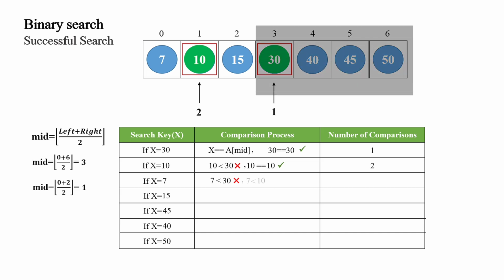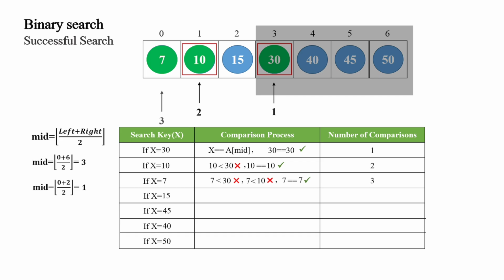Next, we compare 7 with 10, which is the middle element of the left half of the array. Again, it's not equal and smaller. So we move to the left side again. And now only one element is left to check. That element is 7. We compare x equals 7 with it. Equal. Found it with 3 comparisons.